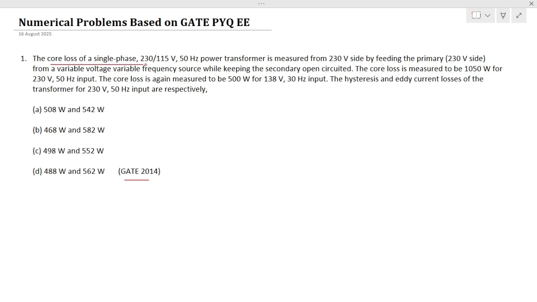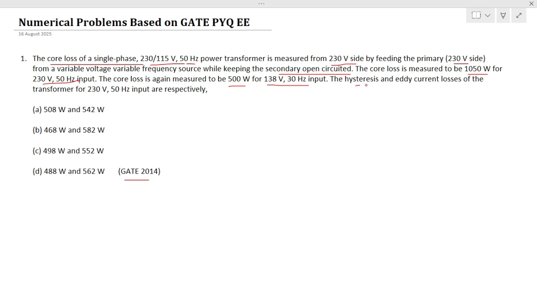The core loss of a single phase transformer is measured at the input voltages mentioned. The transformer is rated 230 V, 50 Hz, and the test is done by feeding the primary from a variable voltage, variable frequency source while keeping the secondary circuit open. The core loss is measured to be 1050 watt for the first input, and the core loss is again measured for the second input.